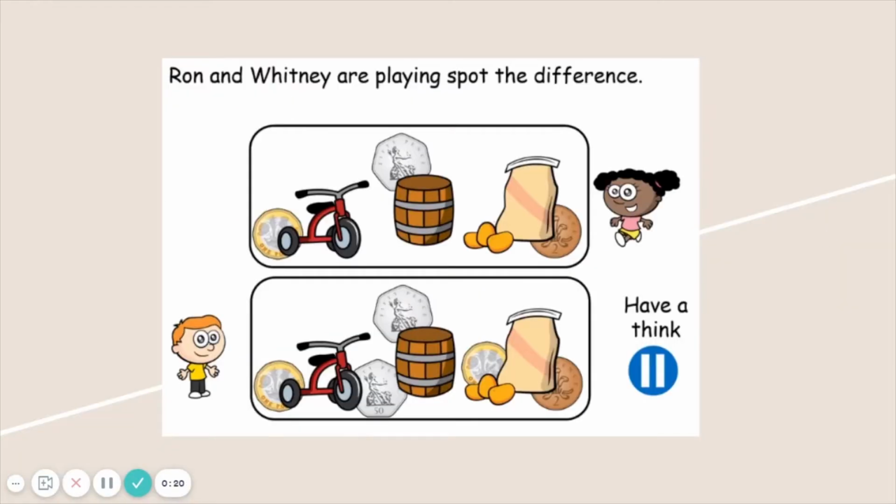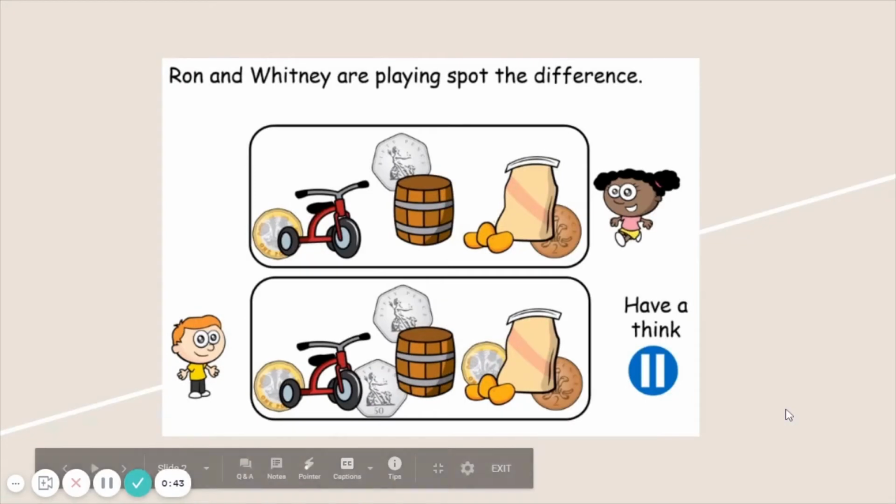So let's think about what finding the difference means. Here are Ron and Whitney, and they are playing Spot the Difference. And there are two things different about their pictures. I would like you to pause the video here and see if you can find those two things. Excellent. If you've pressed play, hopefully that means that you spotted them.